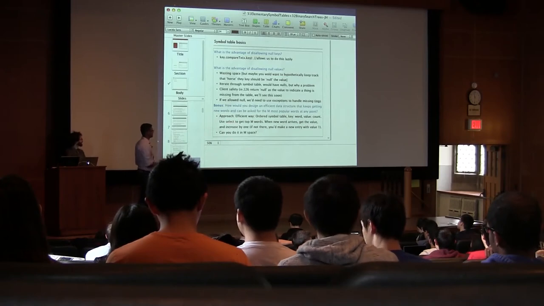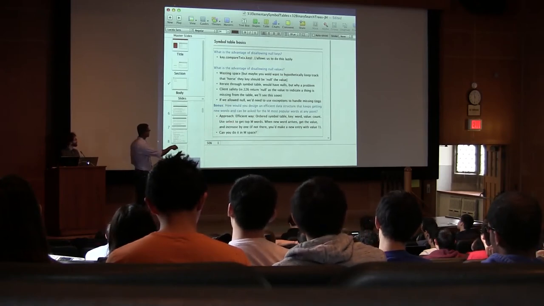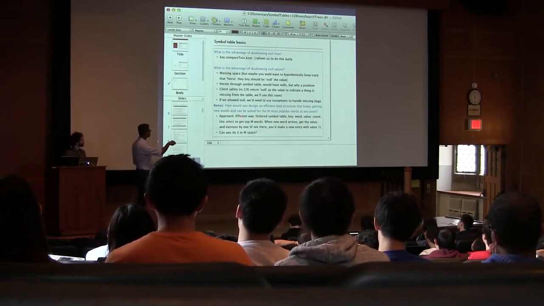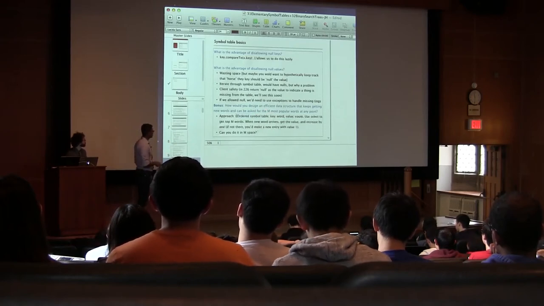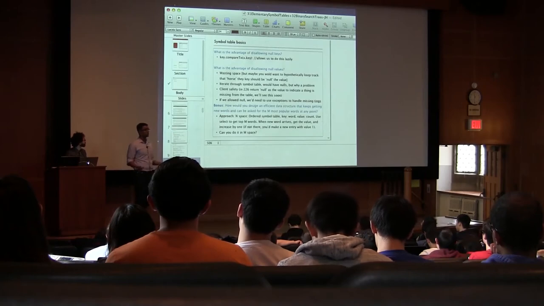About an extra bonus question. Can you do it in a space? Well, what's the space for this? If you're getting n words here, and you're only asked for the m popular words, the symbol table data structure would require a space proportional to n, right? What about, can you do it in proportional to m space?